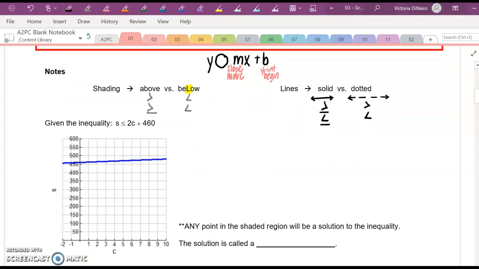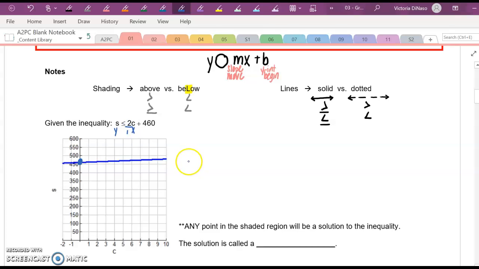Given the inequality s is less than or equal to 2c plus 460, we could take a look. C is along the x-axis, and s is along the y-axis. So 460 is my y-intercept, so it intercepts at 460. We're going up 2 over 1, up 2 over 1. That's a 2 over 1, not a t.